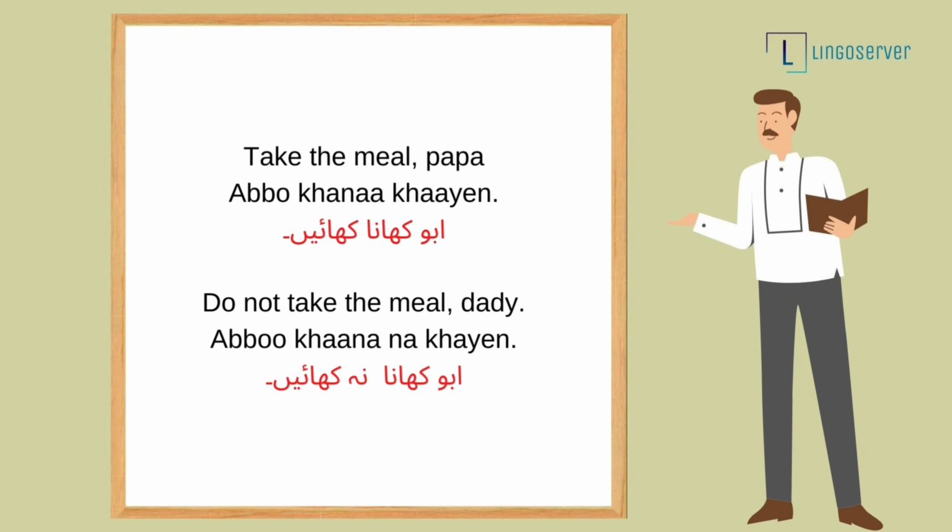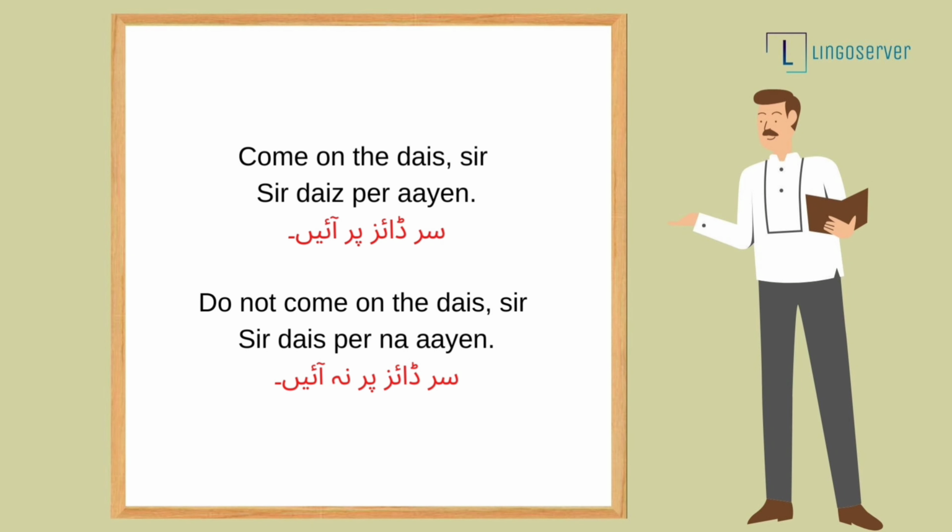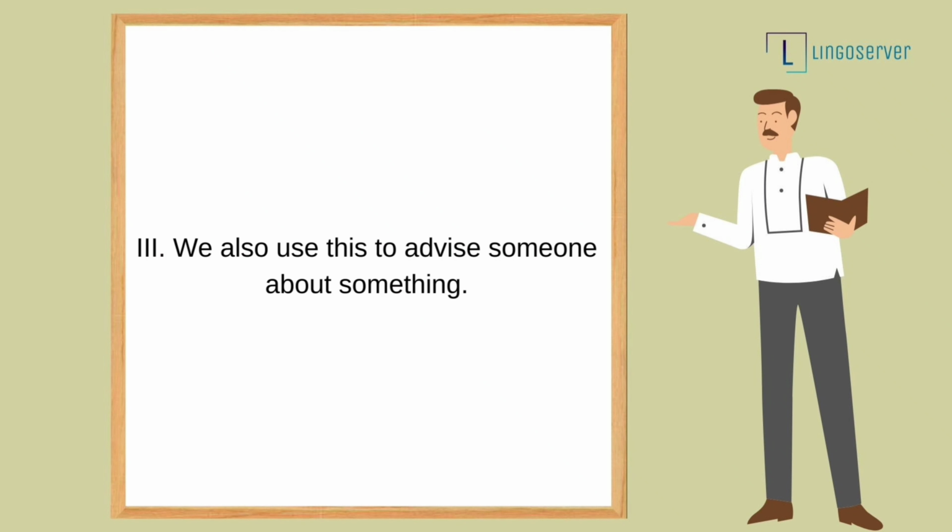Do not take the meal, daddy. Come on the dais, sir. Do not come on the dais, sir. And the third meaning is, we also use this to advise someone about something.